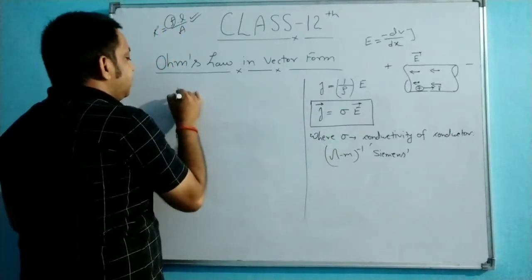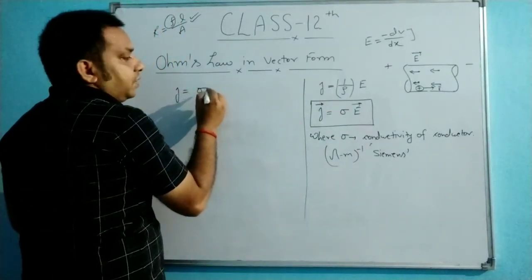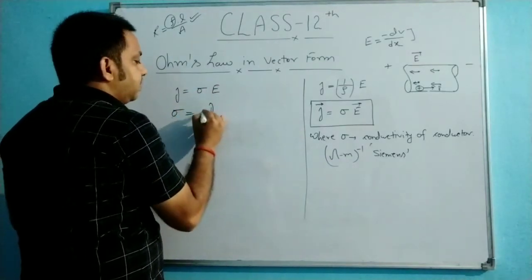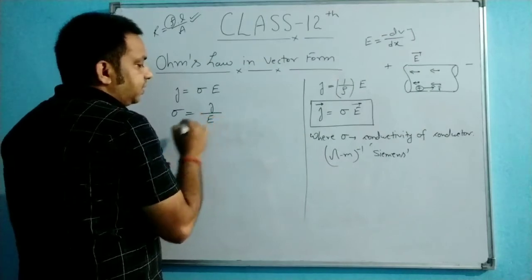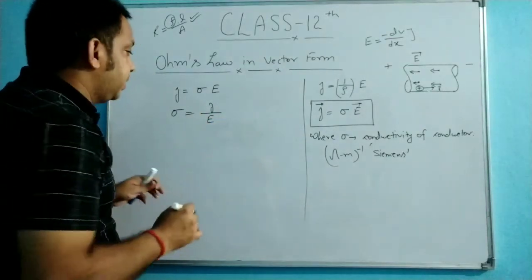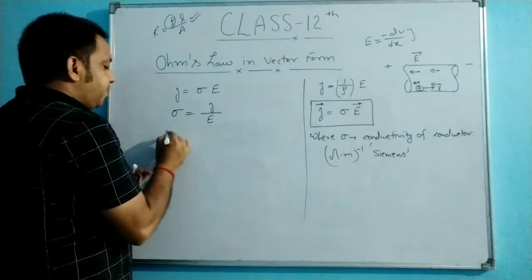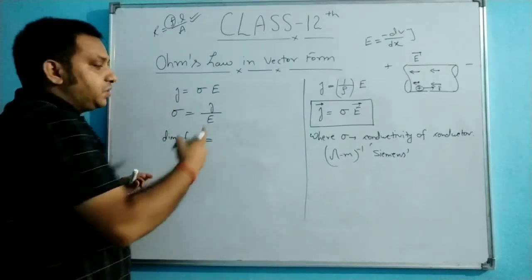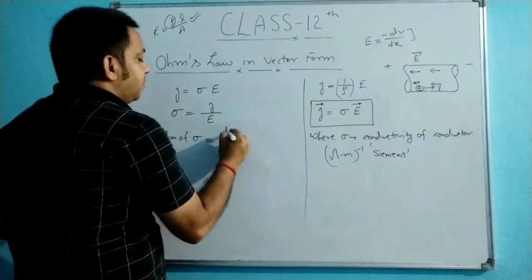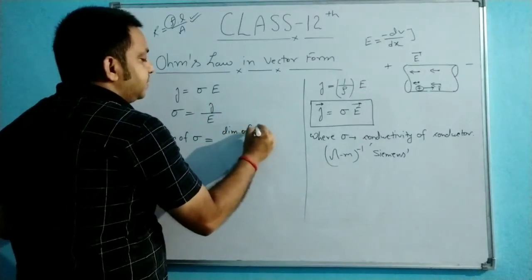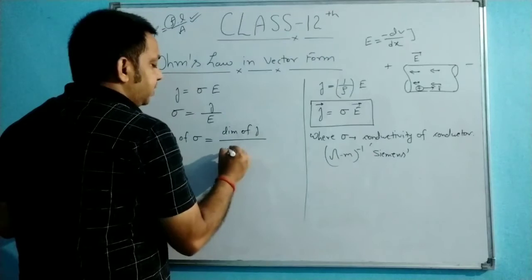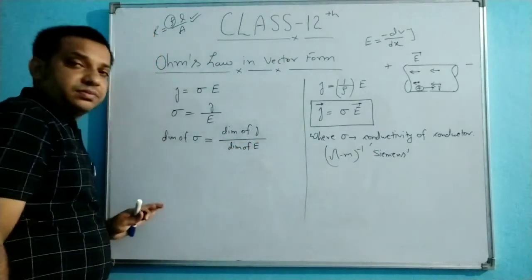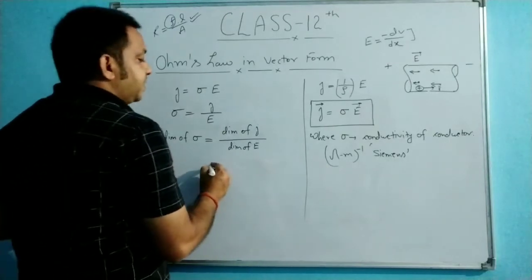So from this relation you know that J is equal to sigma into E, or sigma is equal to J upon E. Clear? Sigma is equal to J upon E. So the dimension of conductivity is equal to the dimension of J divided by the dimension of E. Simple, right? So just note down the dimension of J.